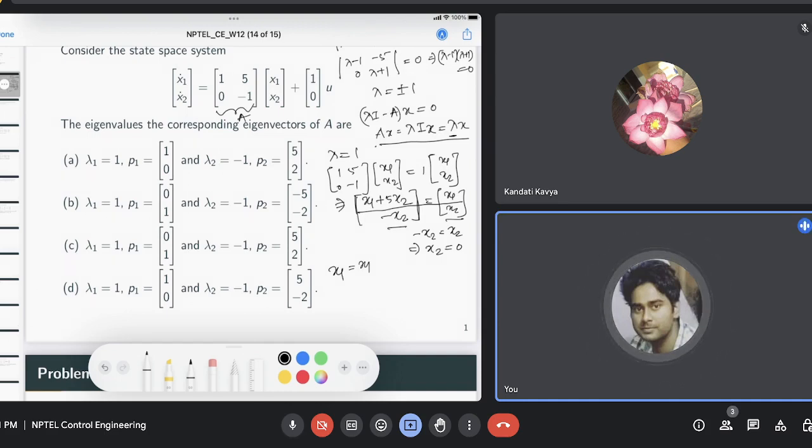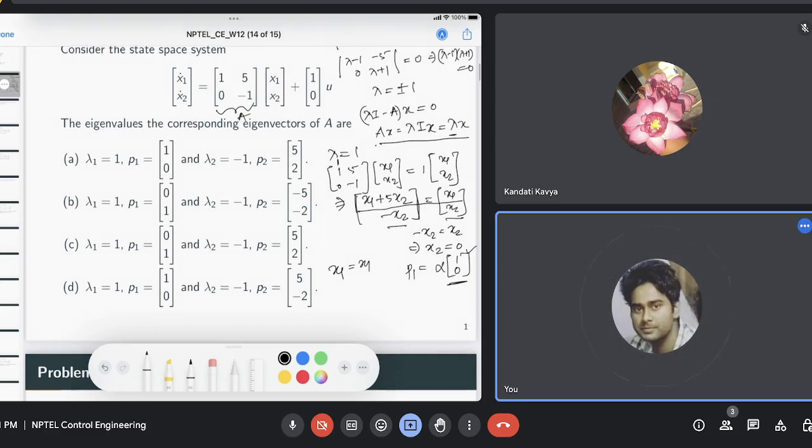So we can choose x2 as 0, and x1 we can choose any scalar multiple of 1. So this will be the eigenvector. Any value like 5, 0 or 2, 0, anything can satisfy, right? So we just choose this one, and any scalar multiple of this vector will be the eigenvector. So this is at lambda 1, then this is the p1.